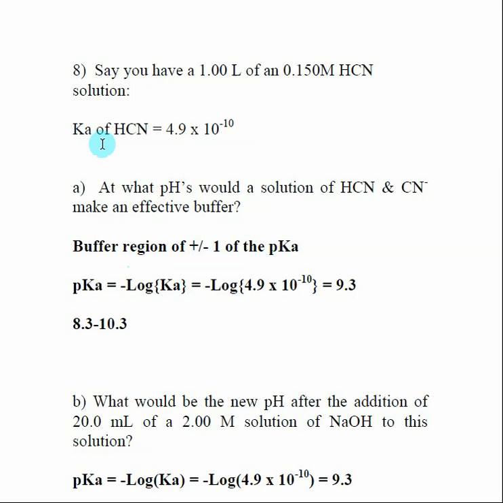So I've given you the Ka. All I need to do now is find the pKa. So pKa, remember the p function means the negative log of whatever we're looking at. We're looking for the pKa, so I take the negative log of the Ka, which was given up here. When I'm done with this, I get my pKa for HCN is 9.3. I then subtract 1 from that, I get 8.3. I add 1 to this, I get 10.3. So for HCN and its conjugate base, it will make an effective buffer solution inside of this pH range of 8.3 to 10.3.